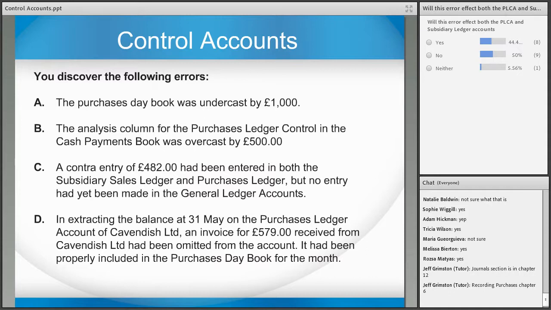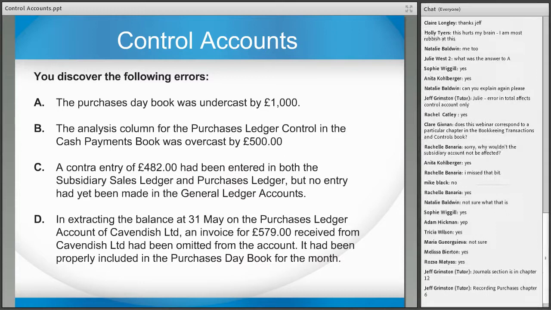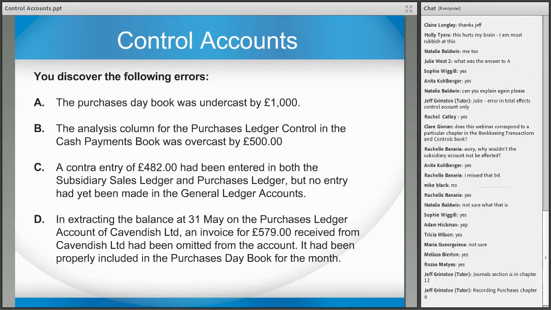Right, moving on. Error D, in extracting the balance at the 31st of May on the purchases ledger account of Cavendish Limited, an invoice for £579 has been omitted from the account. It had been properly included in the purchases day book for the month. So back to the poll. Who thinks this is going to affect the purchase ledger control or the purchase ledger?